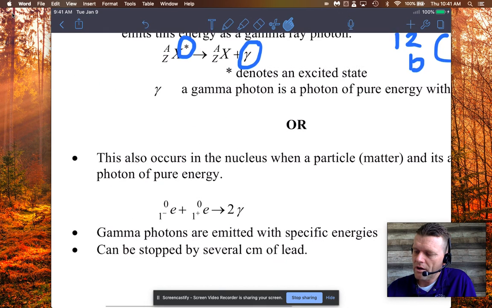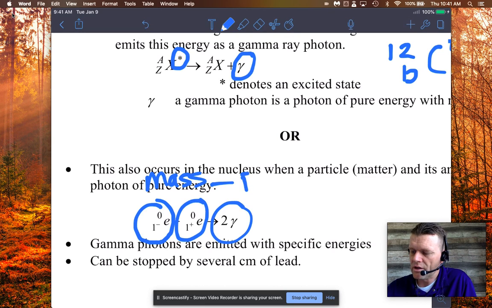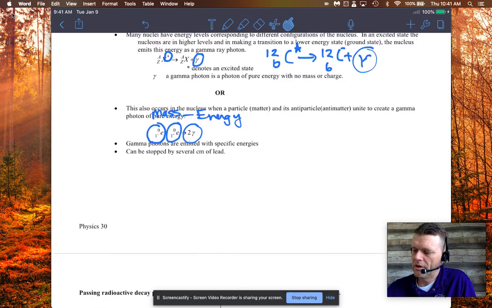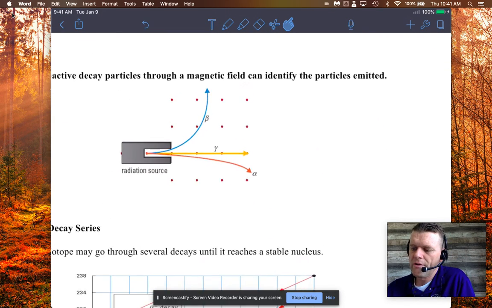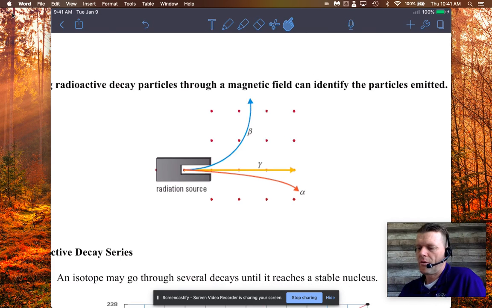We have a beta negative particle, or an electron, meeting a positron. If those two meet, they produce two gamma photons. So we have mass becoming energy here. 100% of the mass became energy, and that produces gamma photons. So let's review the general principles now, and you need to be comfortable with these in any form of theory question.